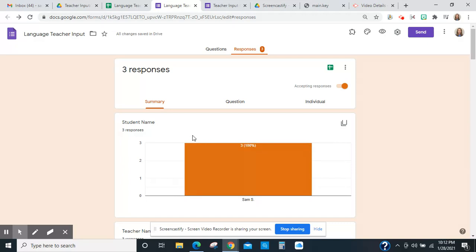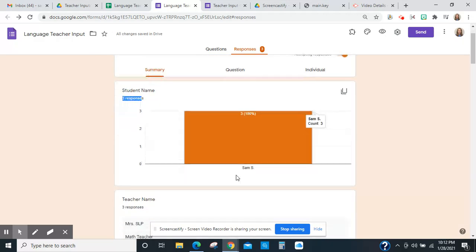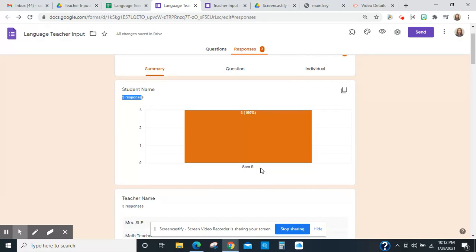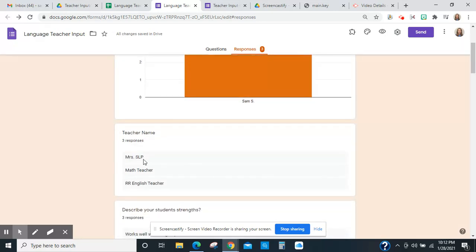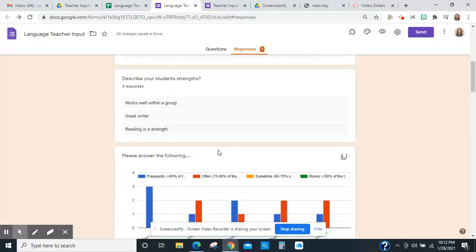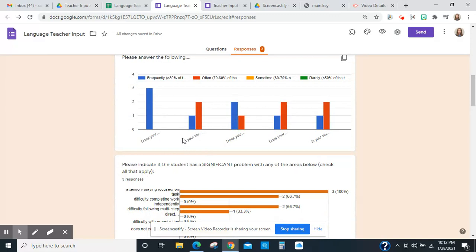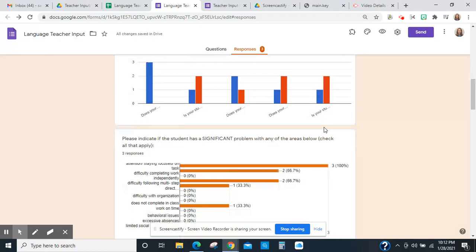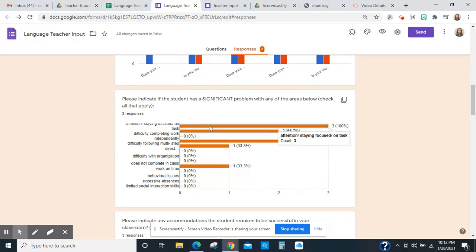So when I do this, I have a different Google form for each student. So as you can see, there are 3 responses, and they all have been completed for the student Sam. It says the SLP, math teacher, and resource room English teacher have all completed this form. It lists the student's strengths, and then it asks each of the questions, and you can kind of get an idea of the performance tally there, as well as here.